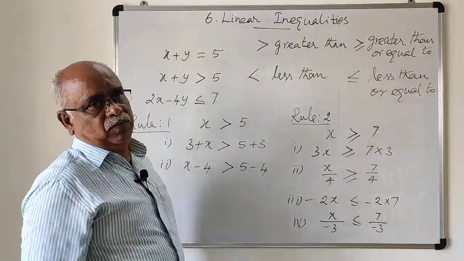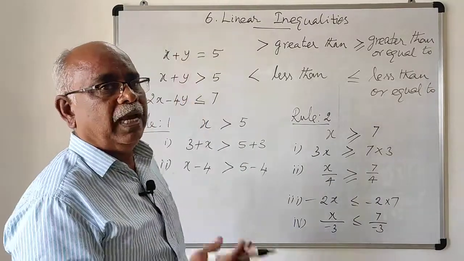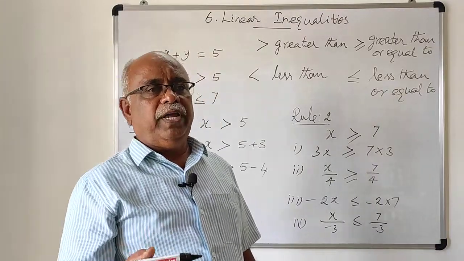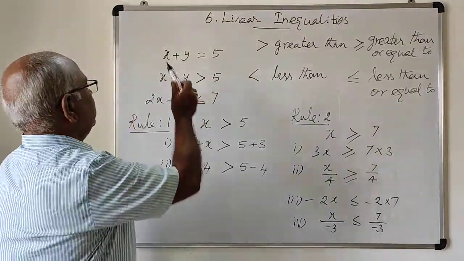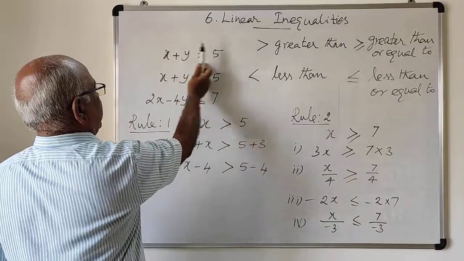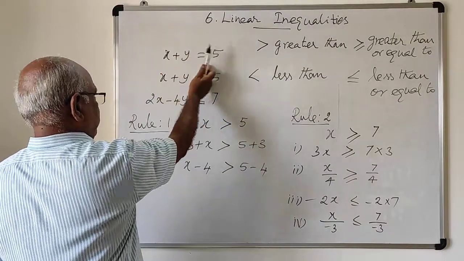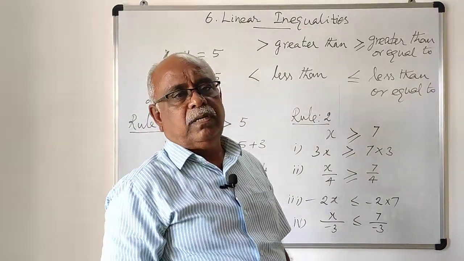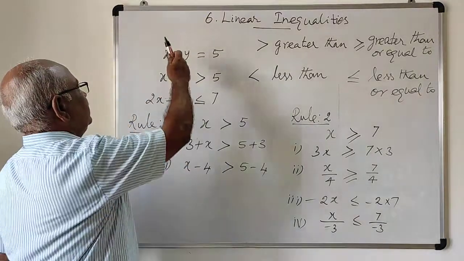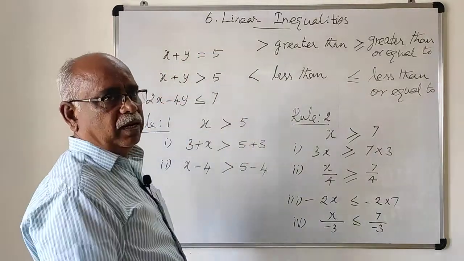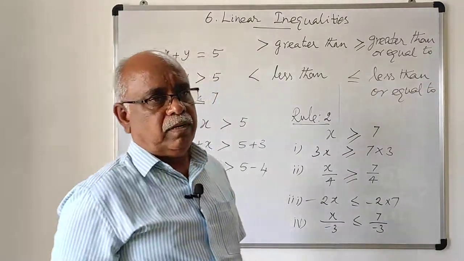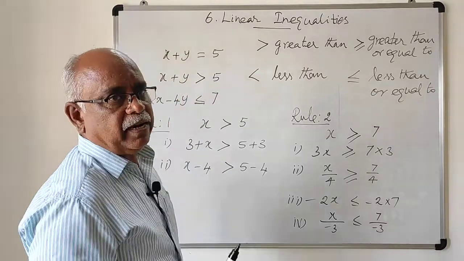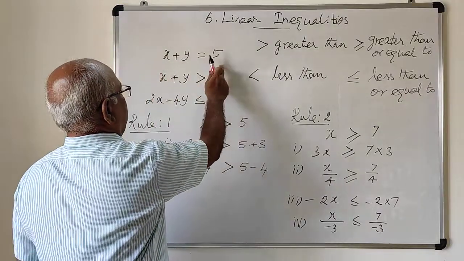What is meant by linear, first of all? Linear means any algebraic equation of unit degree. See, x plus y equal to 5. This is called a linear equation. x power 1 plus y power 1 equal to 5. That means the variables have unit degree, so they are called linear equations. If the variables have second degree, x square plus y square equal to 5, like that, it's a quadratic equation. So linear equation means the variables having only unit degree. The degree of the variables is 1, so they are called linear equations.